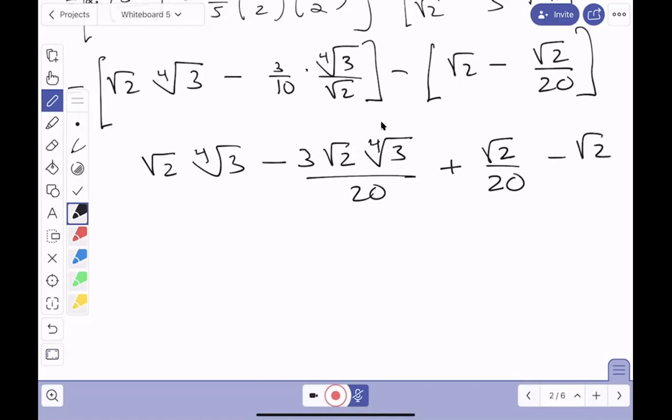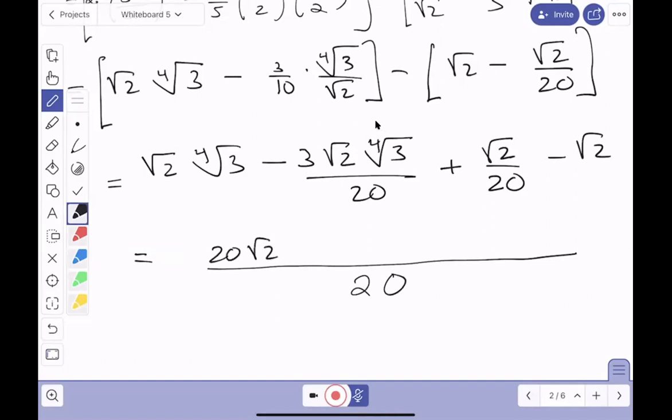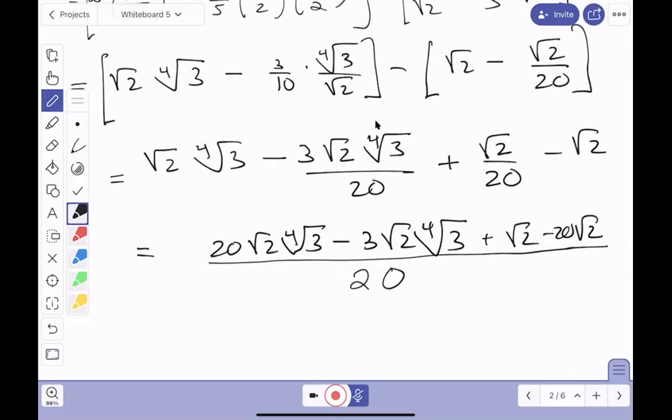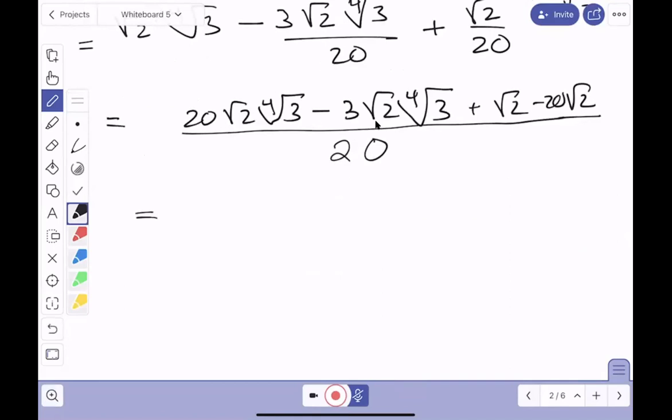All right, I got to get the 20 going here. It's work. All right, let's take a look at it. So 20 √2, 4th root of 3, minus 3 √2, 4th root of 3, plus √2, minus 20 √2. I'm getting close. Oh boy, this is going to be 17 √2, 4th root of 3.